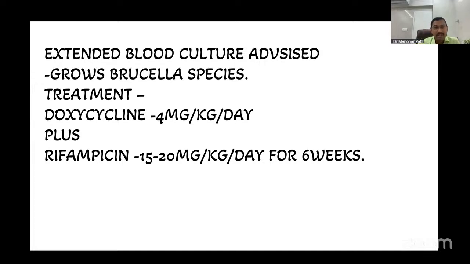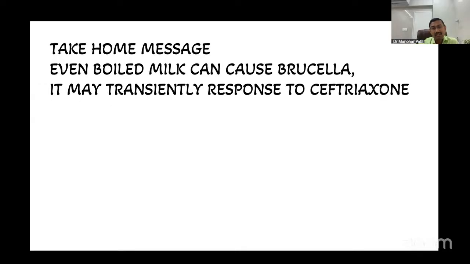Then I asked the parents whether he was consuming raw milk. The parents said he was only intermittently consuming tabela milk, but it was boiled. Tanu Madam was also surprised how this was possible, because he was not accepting raw milk and there was no clinical feature suggestive of Brucella. I did sonography to look for splenic micro abscesses, which we can see in Brucella also, but they were almost not seen. So the take home message: even boiled milk can cause Brucella, and it may transiently respond to ceftriaxone, which we generally give for 5 to 6 days of fever.